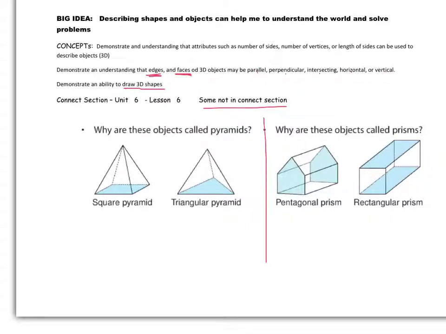So first of all, when we talk about 3D objects, we usually break our objects into two types of groups. We call some objects pyramids and some objects prisms. Turn and talk to your elbow partners and press pause very quickly. Why do you think some are called pyramids? Why would these be considered pyramids? Why do you think some are called prisms? Why do you think these would be called prisms? Press pause and turn and talk to your elbow partner right now.